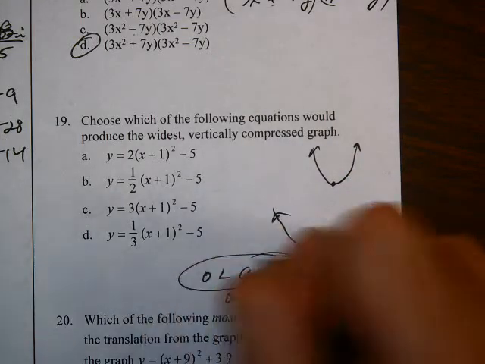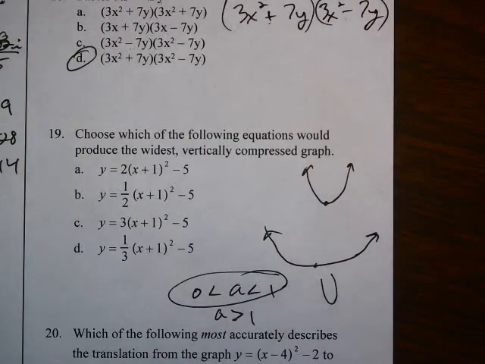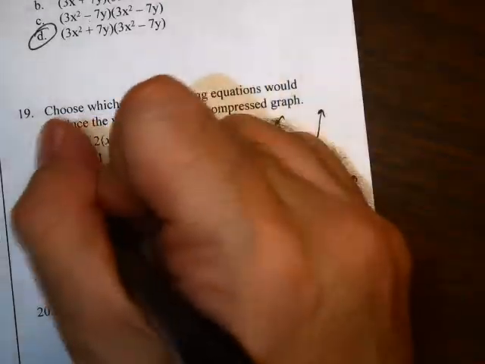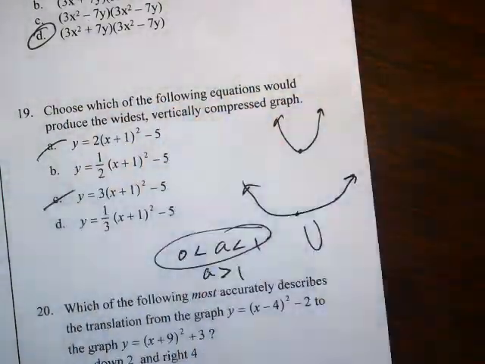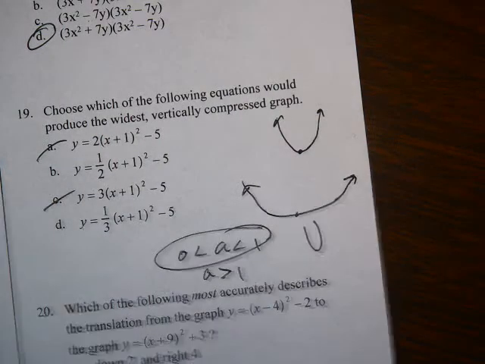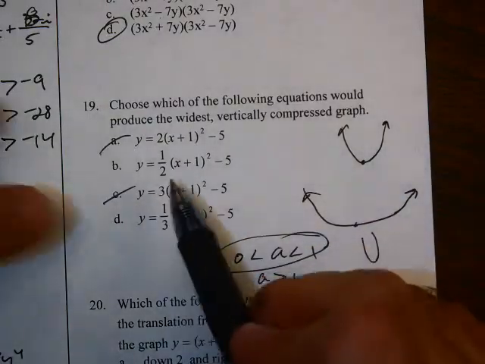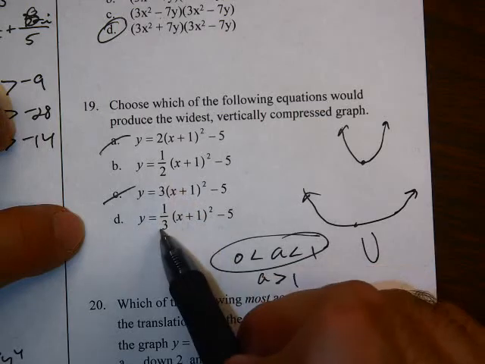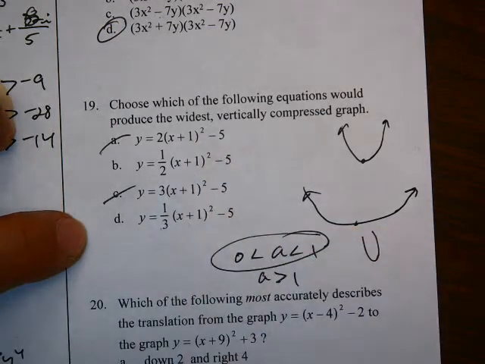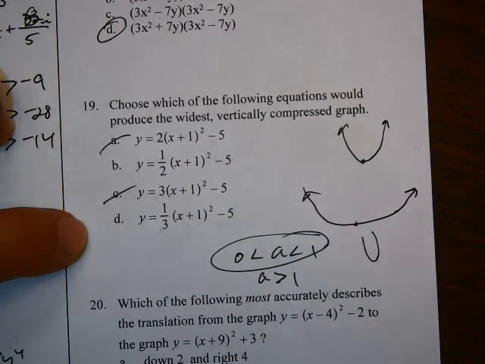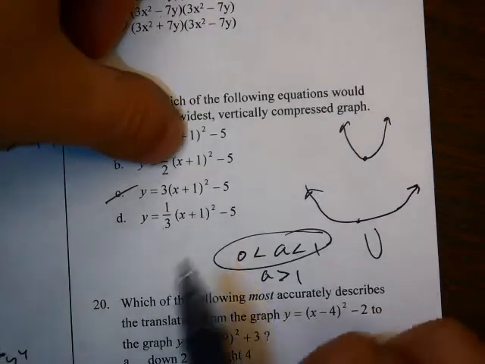But again, we want this to happen. So in other words, it has to be some kind of fraction. So it's definitely not A. It's definitely not C. So the trick here, though, is when we look at these new coefficients, 1/2 and 1/3, it's got to be widest. So you got to think about which one is going to be wider than the other. Just look at the denominators.